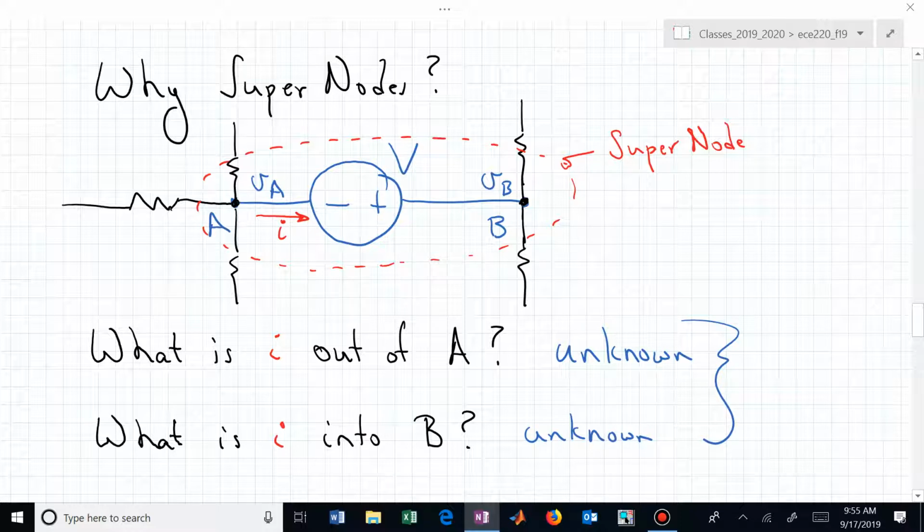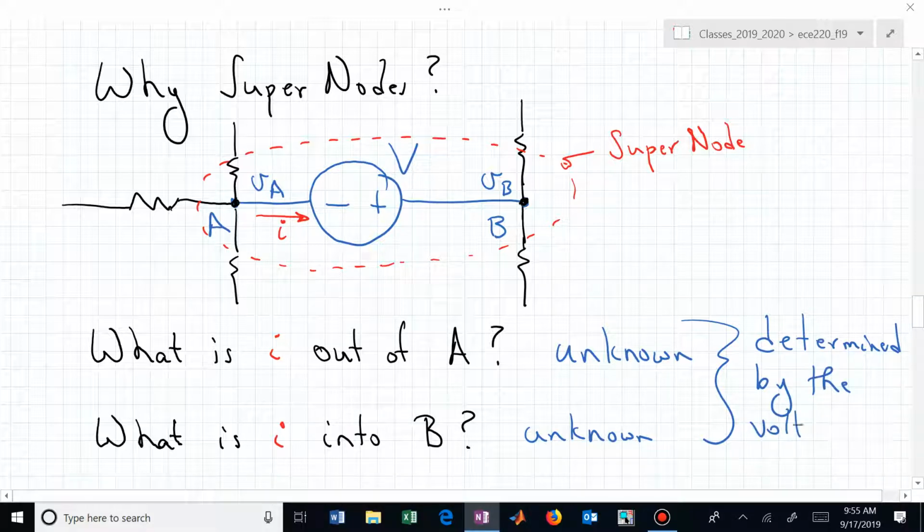I is going to be determined by the voltage source and the conditions surrounding it. But that voltage source, if it's ideal, is going to give you whatever I needs to be in order to satisfy KCL at node A and node B to maintain V across the terminals of that voltage source. I is going to be kind of a challenge then when we're solving circuit problems.